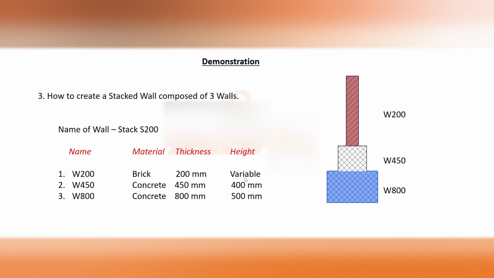and height variable. Second wall is W450 material concrete, thickness 450 mm and height should be 400 mm. Our third wall will be W800 material again concrete, thickness 800 mm and height should be 500 mm. So here on the right side you can see the preview of your stacked wall to be created. So let's switch to Revit and start creating our newly stacked wall.